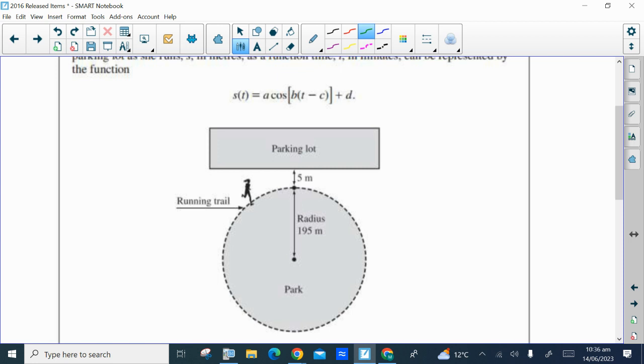So, the minimum distance from the parking lot will be 5 meters. The maximum distance will be, so you got the 5 meters plus a radius of 195 plus another radius of 195, because the maximum distance will be when she's at the bottom of this circle. So 195 times 2 would be 390, plus this 5 would give us 395 meters.